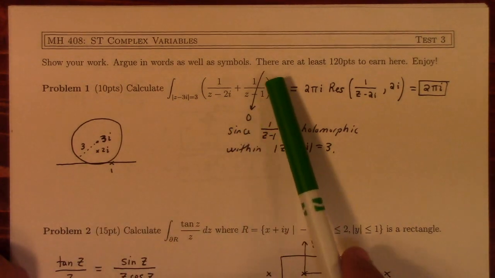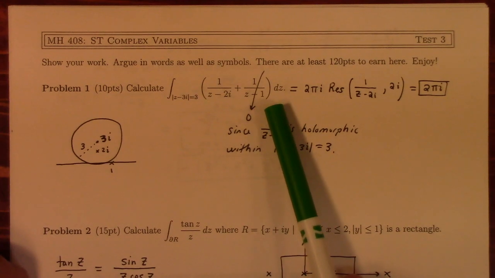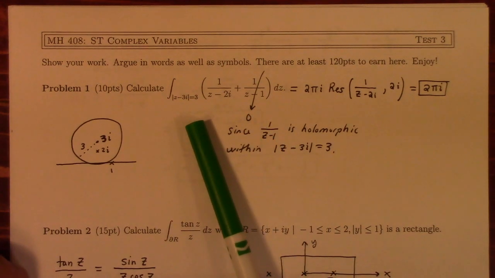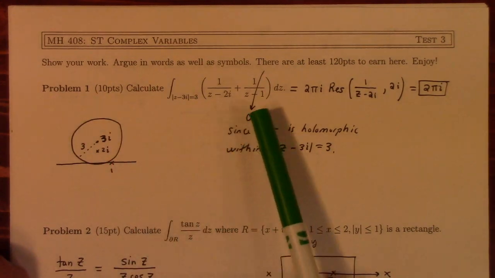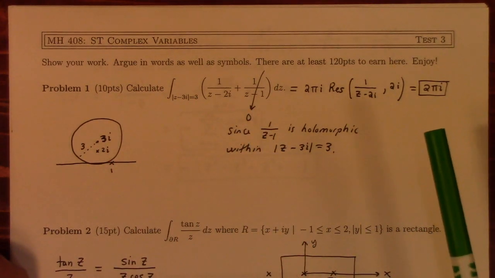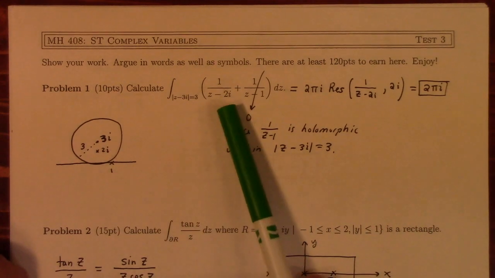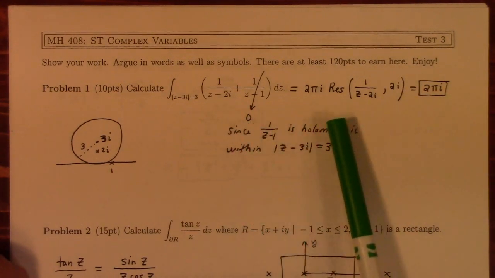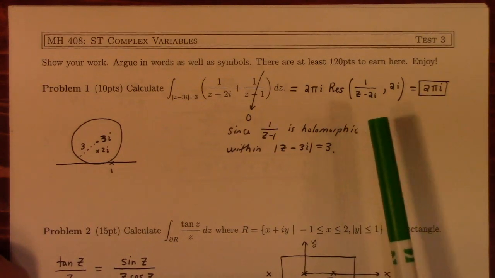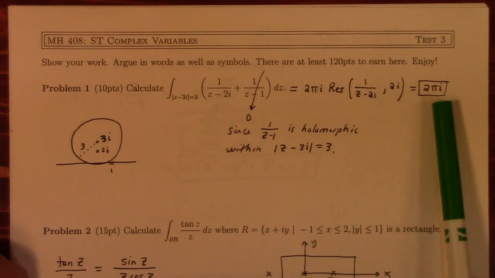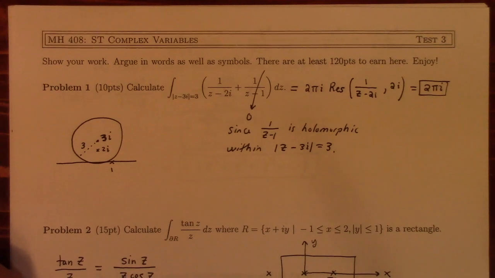For example, this 1 over z minus 1 is singular at z equal to 1. But this is the circle of radius 3 centered at 3i, and it does not pick up the singularity at 1. It's not within that circle. 2i, on the other hand, is, and the residue of this is just 1. So you get 2 pi i as the answer for problem 1.